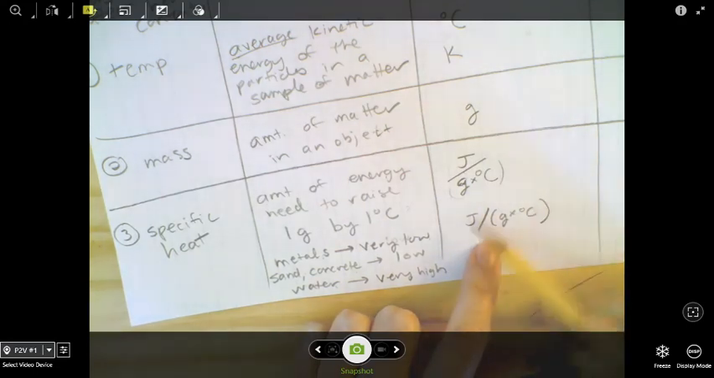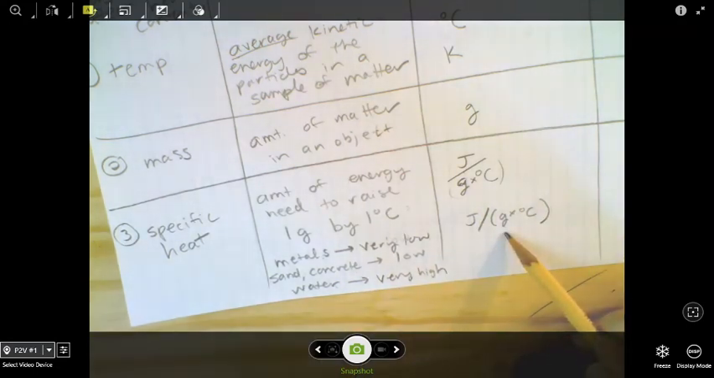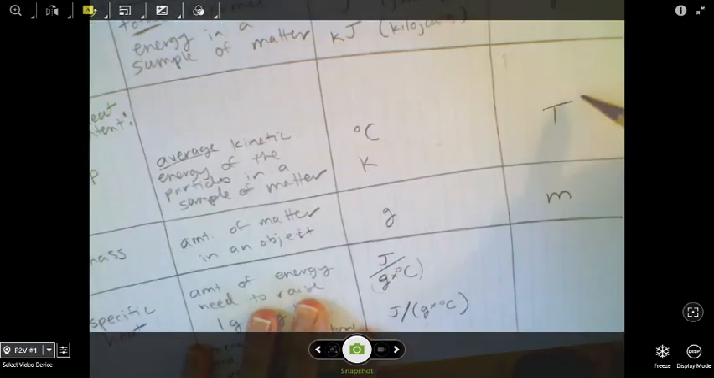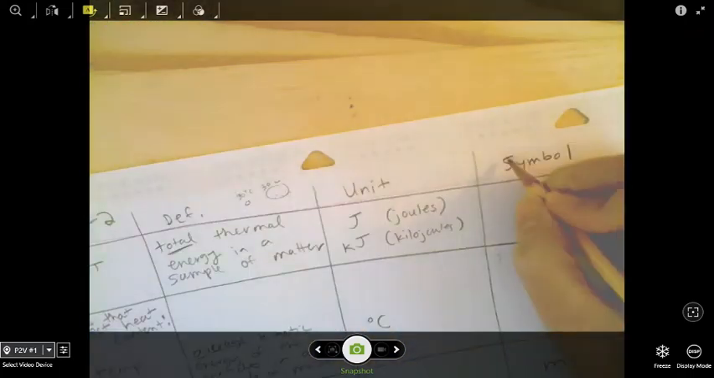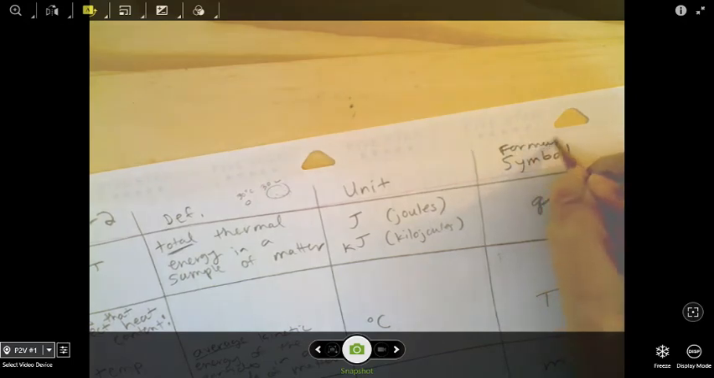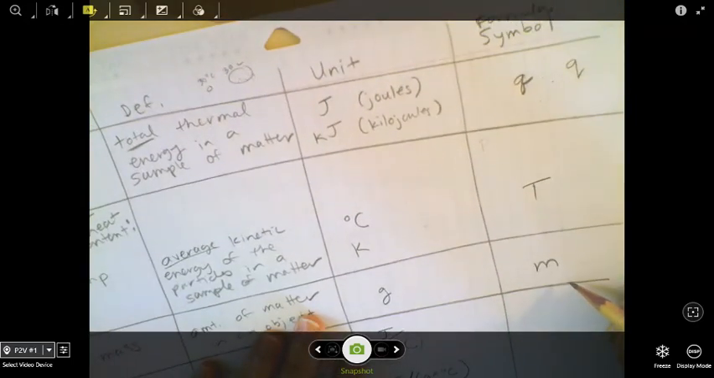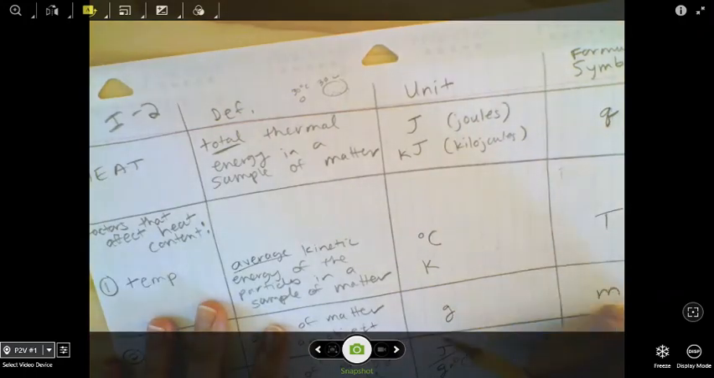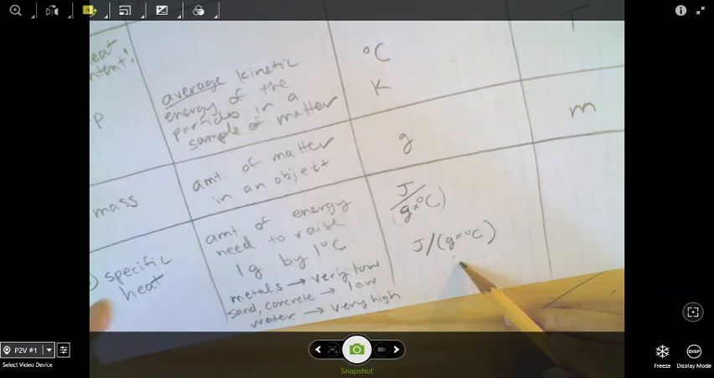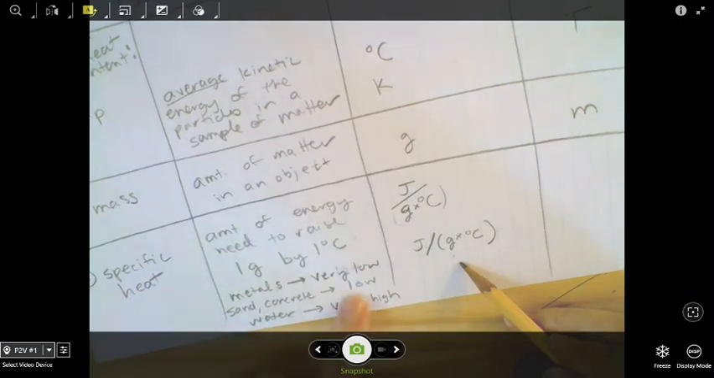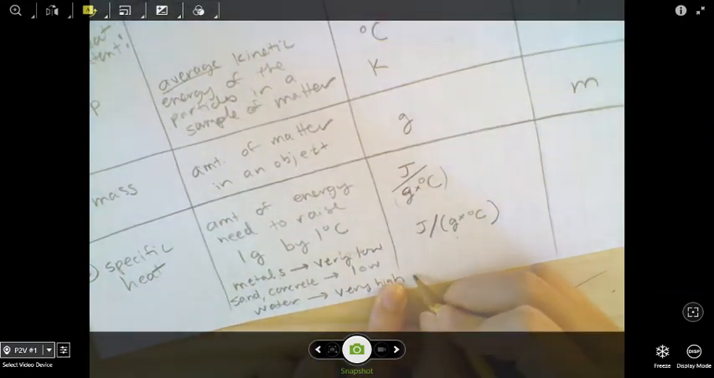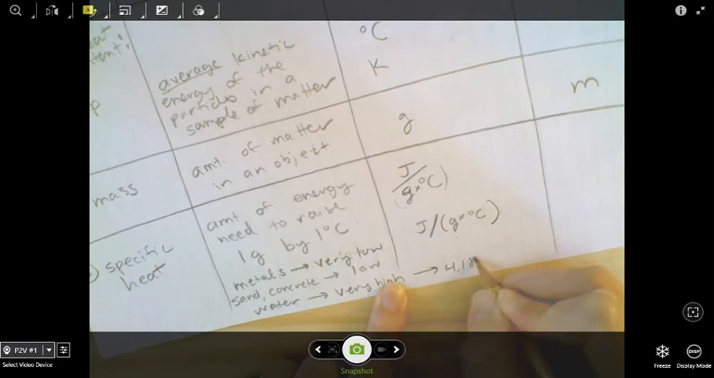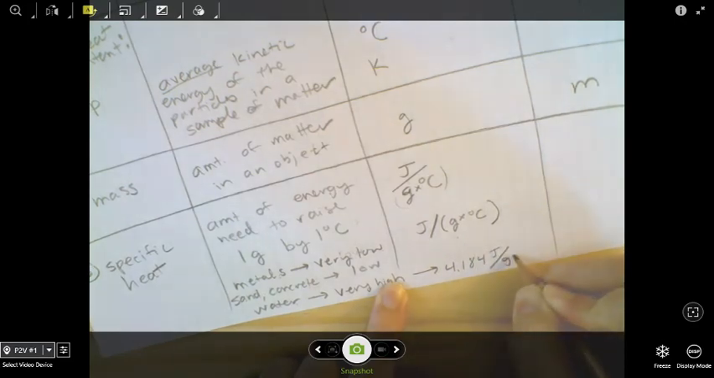Don't think that this is a formula you need to plug stuff into. This is a unit, okay? This is not a formula. If it was a formula, we would have formula symbols. Formula symbols are the symbols we use in a mathematical formula where we plug stuff in. Units are the things that come after the measurement. So like water's specific heat is 4.184 joules per gram degree Celsius.